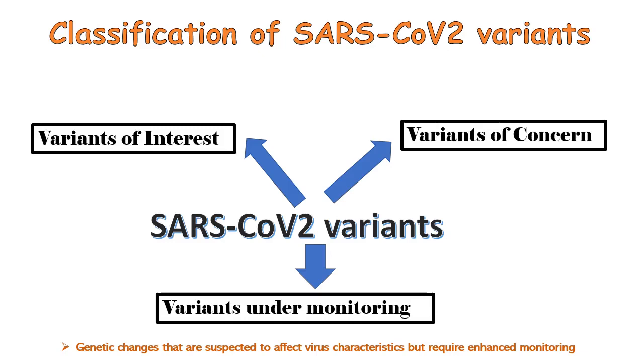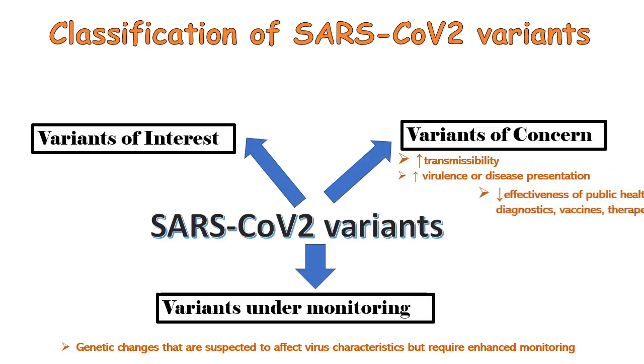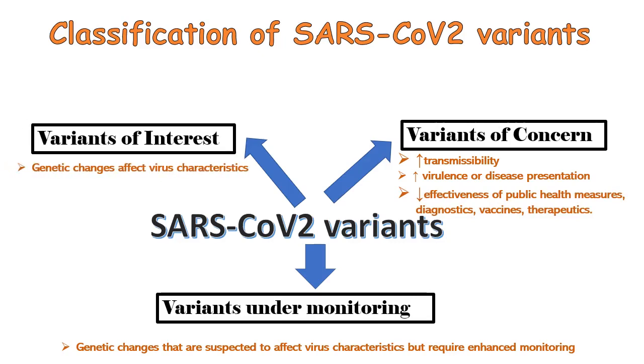Variants of concern have been associated with one or more of the following changes: increase in transmissibility or detrimental change in COVID-19 epidemiology, increase in virulence or change in clinical disease presentation, decrease in effectiveness of public health and social measures or available diagnostics, vaccines, and therapeutics. Variants of interest are COVID-19 variants with genetic changes that are predicted or known to affect virus characteristics described under variants of concern and identified to cause significant community transmission or multiple COVID-19 clusters.